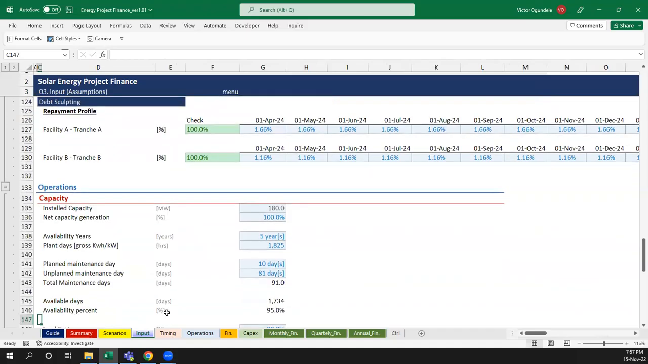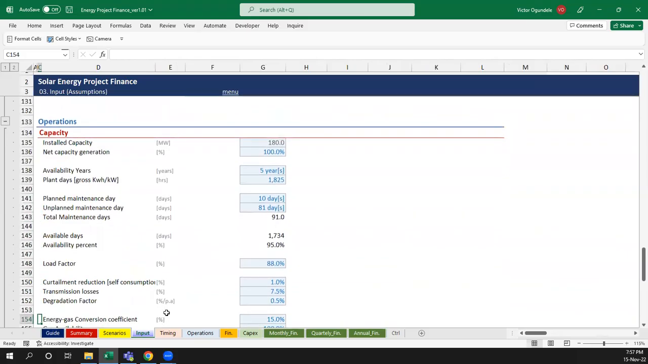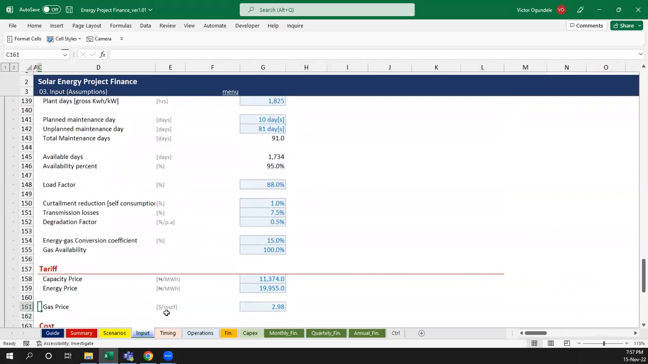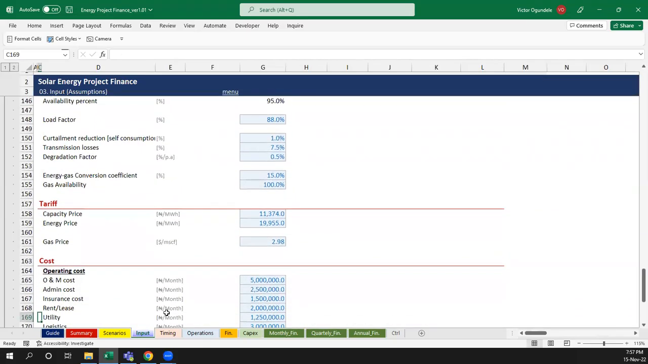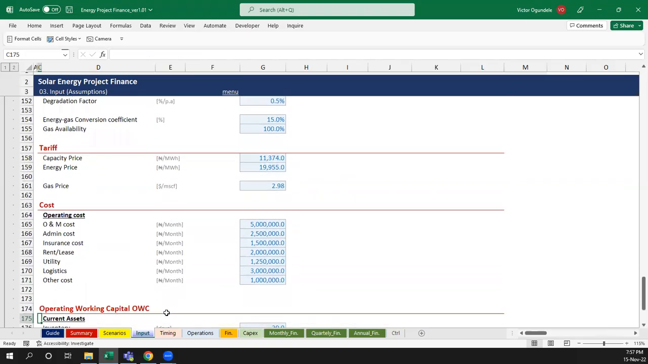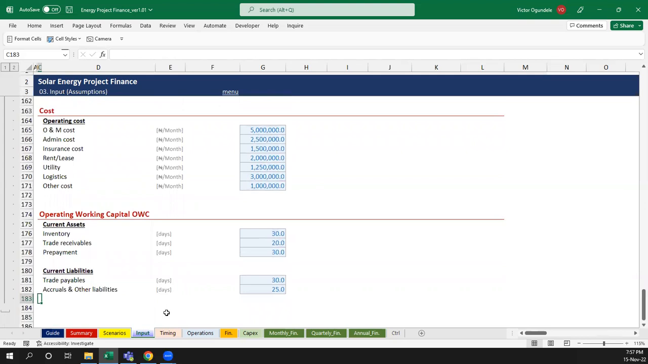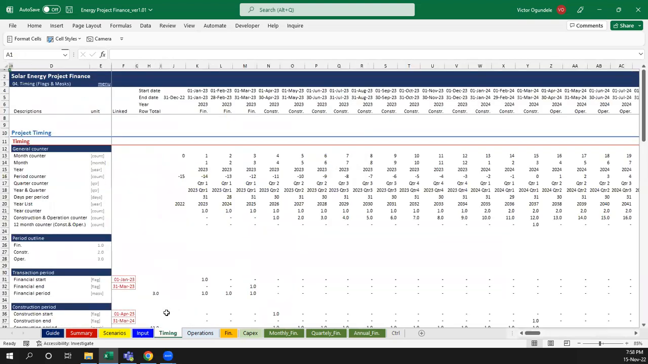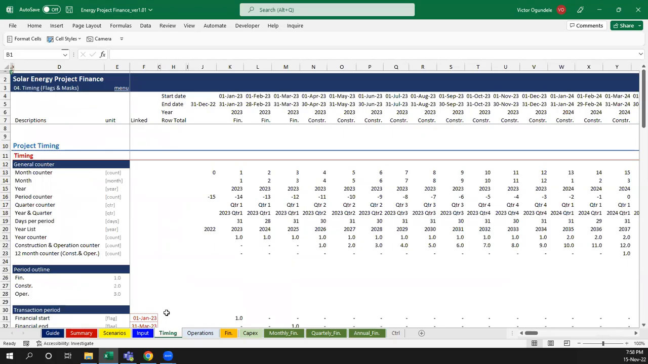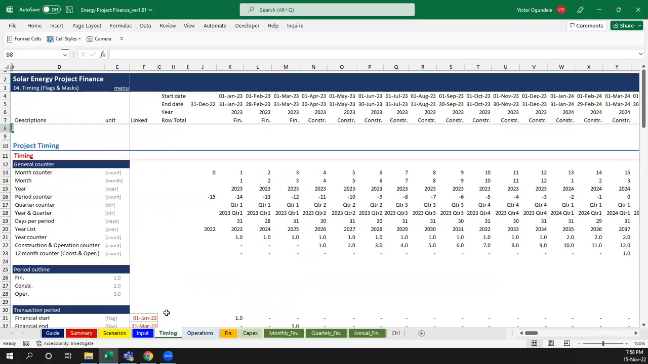On the part of the operations, we have the project capacity and the generation, just our typical solar energy, and they'll also be using gas. So you have your tariff per megawatt hour, your energy price, and your gas price as well. Then on the part of the costs, just put a monthly expected cost and provision for your operating working capital. Here we have our timing. This is where we have done all the magic of what drives the model. Based on our financial modeling standard, when you are building your model, make sure you simplify everything, and in doing that, timing is one very important thing that will help you.